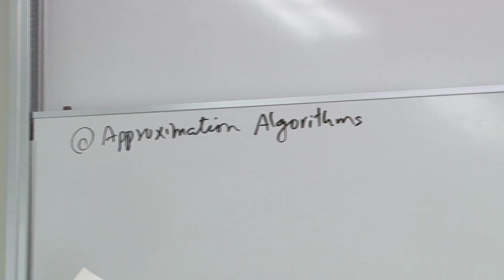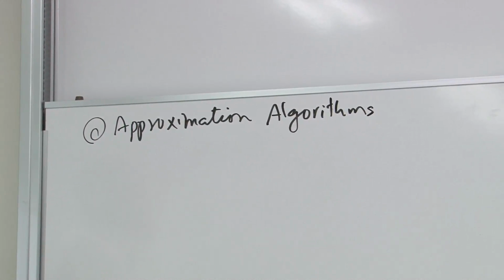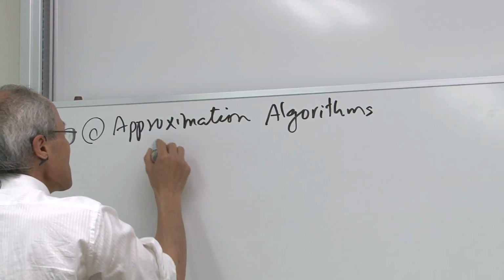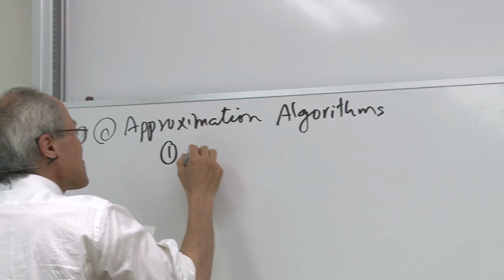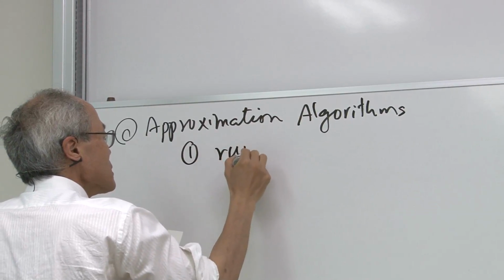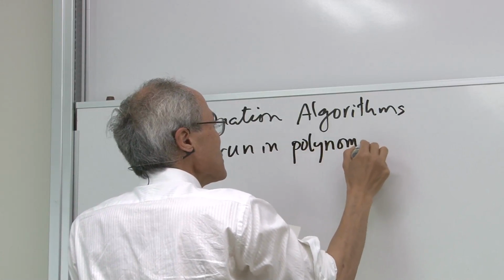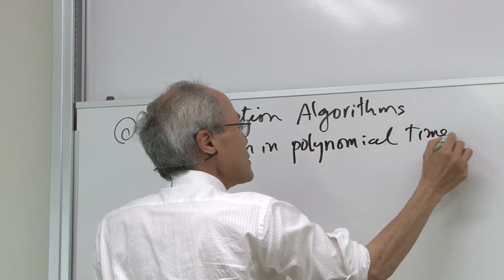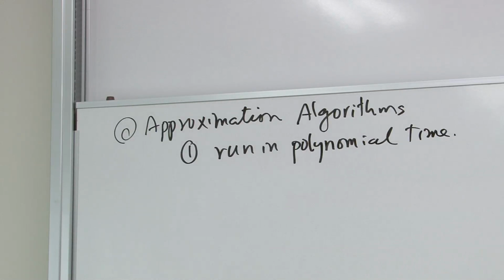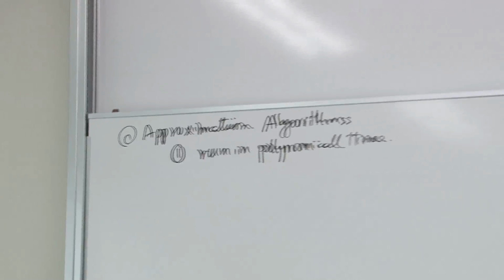Okay, so approximation algorithms, we have two requirements. Number one requirement, they run in polynomial time. Our motivation of introducing approximation algorithms is, of course, you know, we want to save time. We can't spend too much time. That means approximation algorithms must run in polynomial time. This is the first requirement.